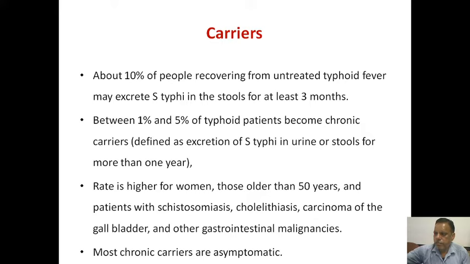So if you remember, we used to read in our microbiology textbooks about Typhoid Mary, the lady who worked as a cook and who led to the infection of a significant proportion of individuals for whom she cooked, either in restaurants or houses. So the name Typhoid Mary became iconic and symbolic of the fact that typhoid carriers are potential threats to public health.